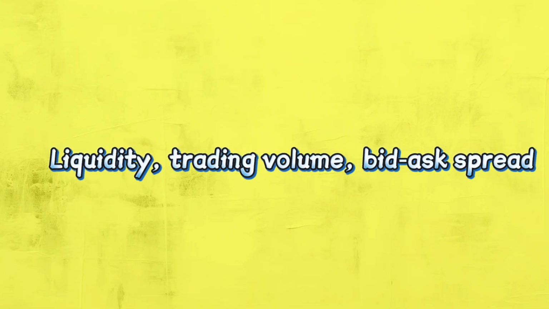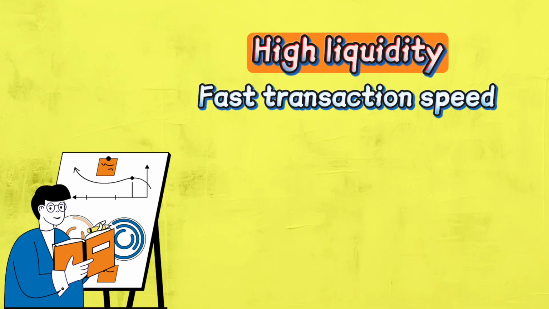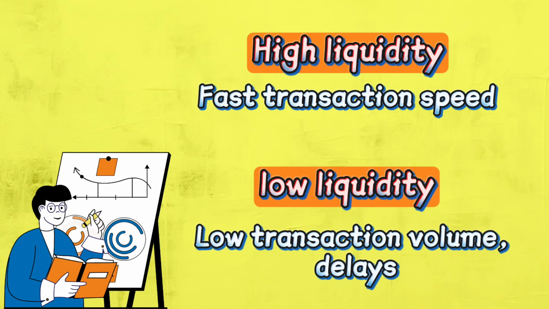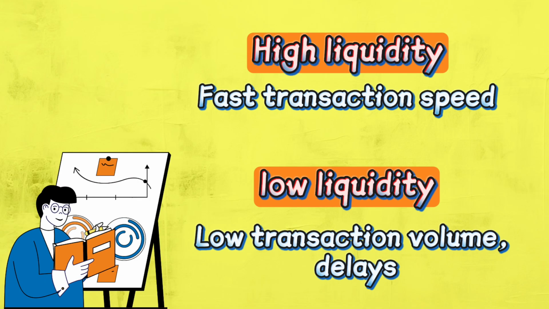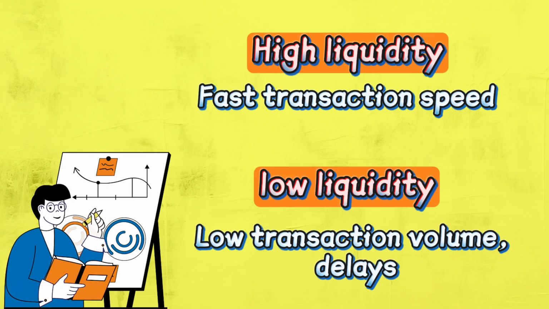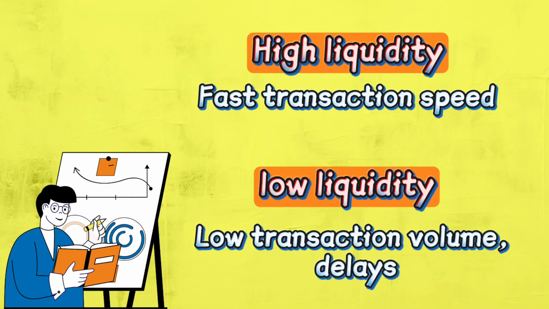Chapter 6. Liquidity, trading volume, and bid-ask spread. These factors determine how easily you can buy and sell. 1. Liquidity. High liquidity means you can buy or sell quickly. Low liquidity means your order may sit there for a long time with no one willing to trade with you. This can cause delays and bad pricing.